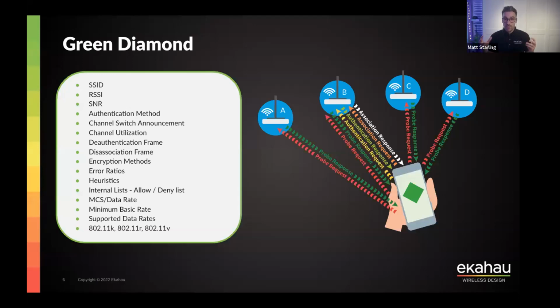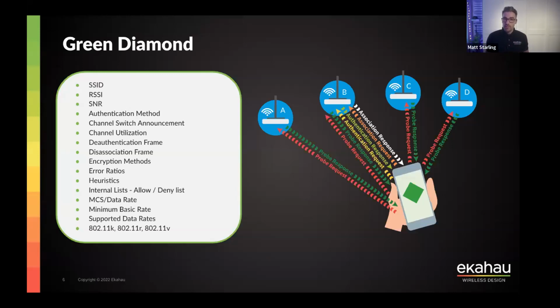And this green diamond algorithm can be something as super simple as just access point B has got the strongest signal strength that I heard from all of the access points. So I'm just going to go with you, Mr. Access Point B, and I'm going to associate to you because you have got the strongest signal strength.